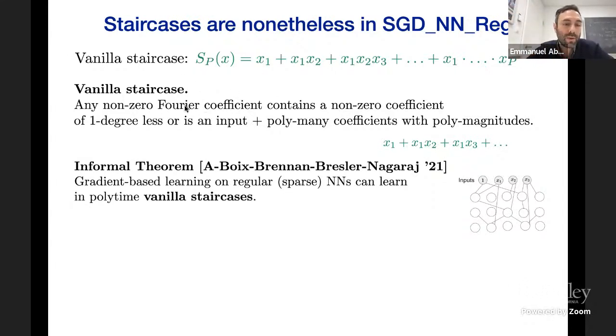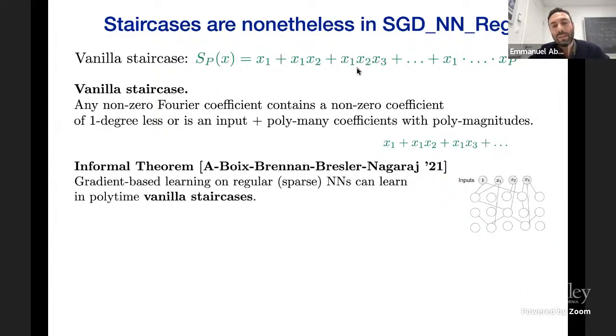So as long as you have this vanilla staircase property, what we can show is that gradient-based learning on a regular net, which I will mention a little bit more in 30 seconds, can learn these vanilla staircases in polytime. So that's the positive result. It's a regular net, but it's still not as regular as what we will discuss in the next part of the talk. It's a sparse net where we put a lot of width. The depth is P, the degree of the staircase, but we make enough width and we make the net sparse enough such that we give a bit of a hand to the SGD algorithm by making sure that each neuron has at most two parents.